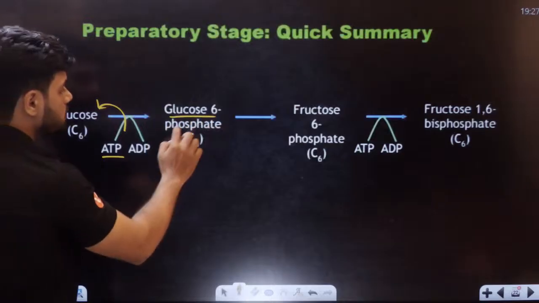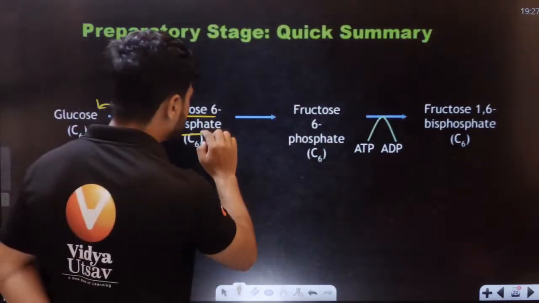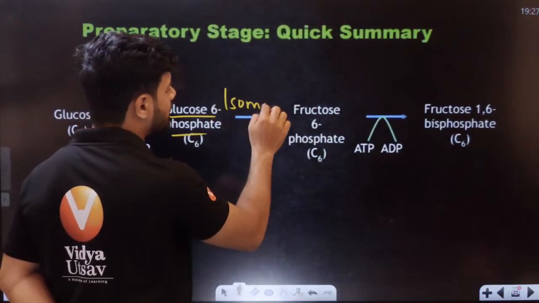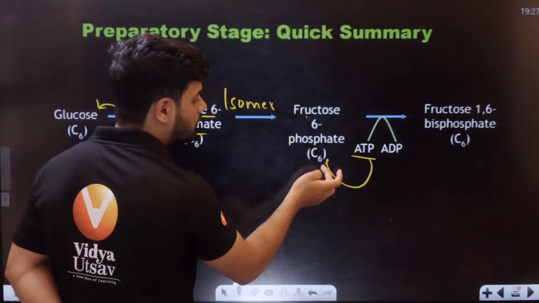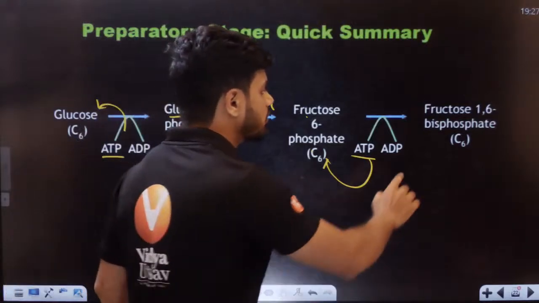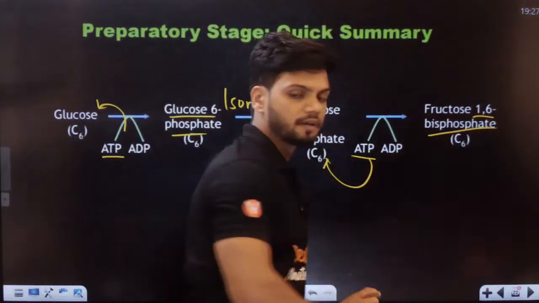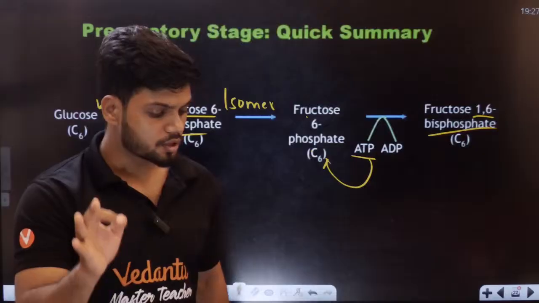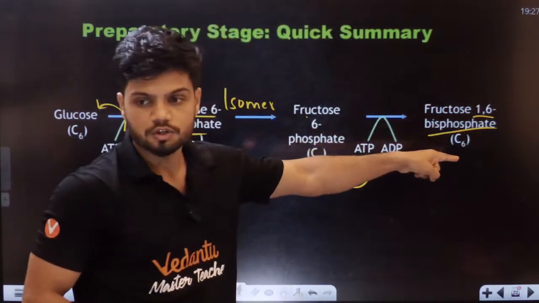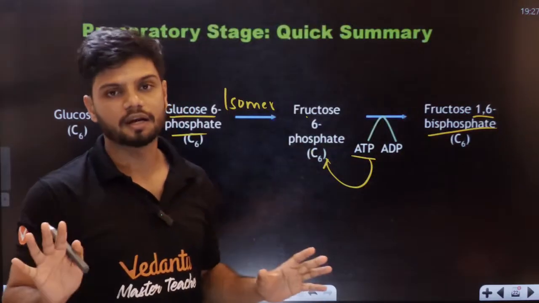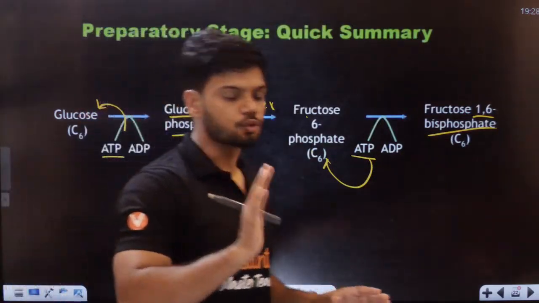We got glucose 6 phosphate. Glucose 6 phosphate underwent isomerization to fructose 6 phosphate. To this, one more ATP is taken and we add one more phosphate here, and it became fructose 1,6 bisphosphate. Till here, this is the story right now.